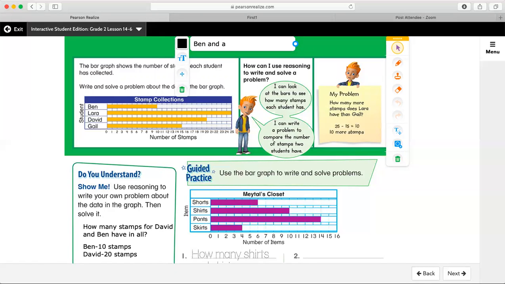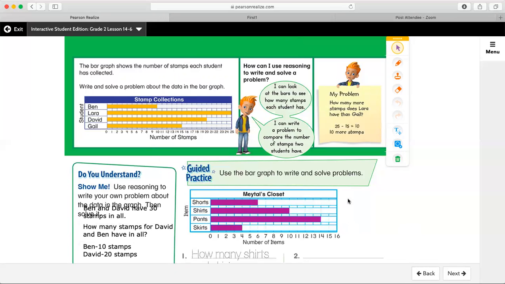And I'm going to say Ben and David have 30 stamps in all. And hopefully you created a problem that's maybe a little similar. I'm going to stick it up here for right now. Maybe you created a problem and solved it that's similar to what I just did. But this is what you're going to do in today's math.